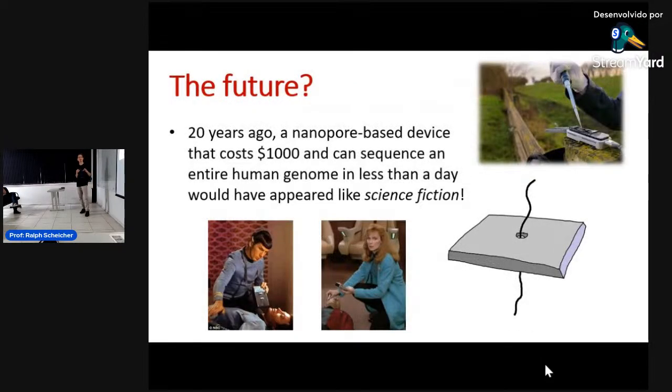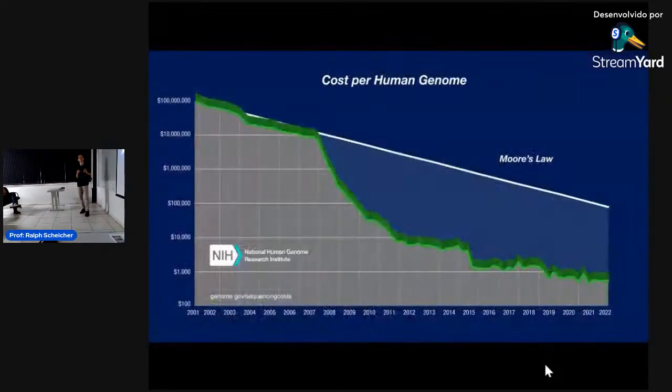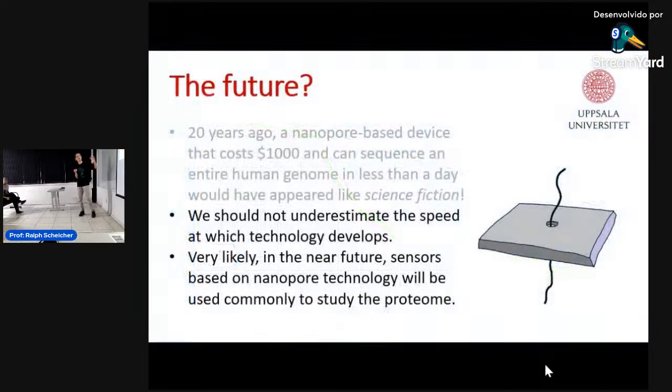So 20 years ago, this kind of DNA sequencing device that we have now accessible would have seemed like science fiction. I told you that it took hundreds of millions of dollars and years and the effort of many labs and groups working together. And now here we are today, and we have this MinION device, for example, that can do it in a couple of hours, less than a day, certainly, with just one person operating it, and for a cost of $1,000. So we should not underestimate how fast technology develops.